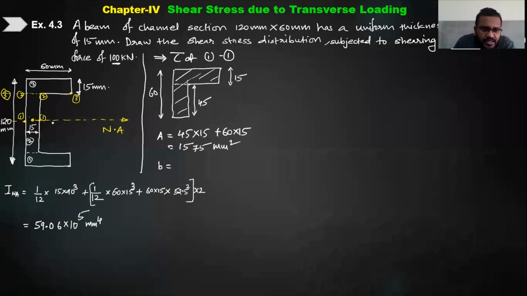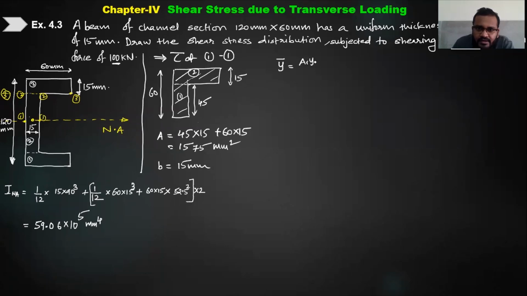Section 11's width is 15 mm. That is already known to us. So 15 mm we already know. Okay, so that is done. What next we require is the y bar for this section. Right? Y bar from the neutral axis. So how will we find the y bar? We take this section 1 and this section 2. How will we find its y bar?